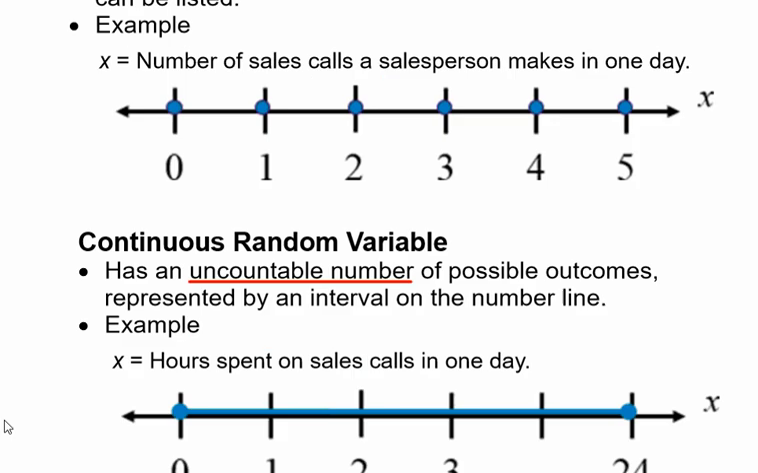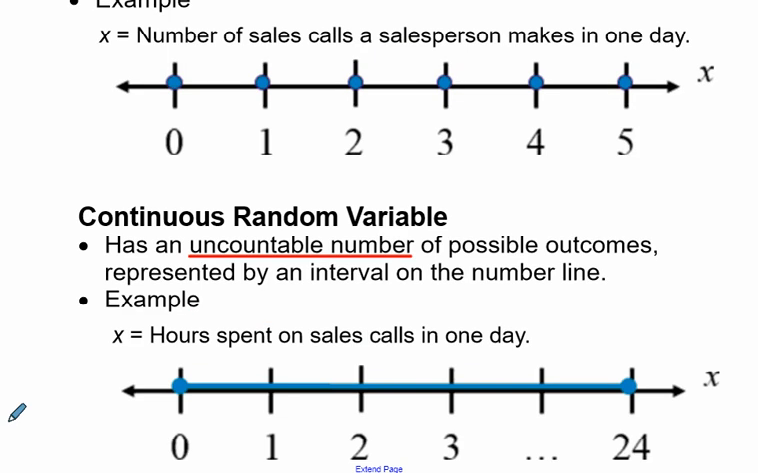The other type of random variable is called a continuous random variable. A continuous random variable has an uncountable number of possible outcomes represented by an interval on the number line. An example might be hours spent on sales calls in one day. You could spend technically 0.3 hours, that'd be 18 minutes, all the way up to 24 hours, because you can have intervals in between, not just the whole numbers. We would call this a continuous random variable.